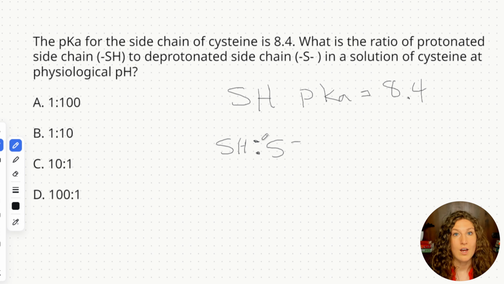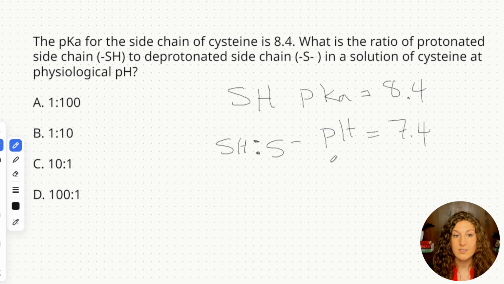I always like to draw the ratio exactly how I'm supposed to solve for it, so I don't accidentally put the wrong values in the wrong place. So the ratio of protonated to deprotonated, that means the protonated is going to be on the left side and the deprotonated is going to be on the right side. So I'm going to need to plug that in once I figure out the relationship. And they're asking, in a solution of cysteine at physiological pH. Well, we know physiological pH is 7.4.